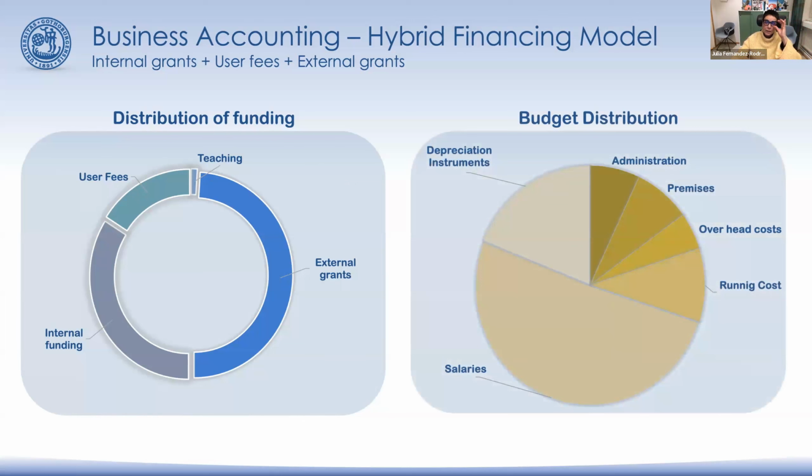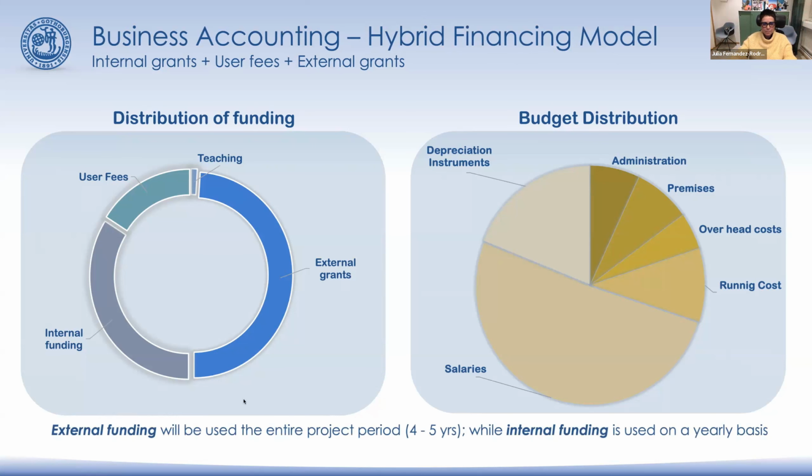If we now go to the budget distribution, obviously most of the money goes to salaries, and after that depreciation of instruments, administration, premises, and overhead costs. We really need to pay rent here, and some rents in Sweden are quite high, plus overheads and running costs. And as you see, we have quite a big jump in external grants. This is positive and negative. Positive because they allow us to do more development, since some of these grants are very related to innovation and development. But at the same time, we are very dependent on the period.